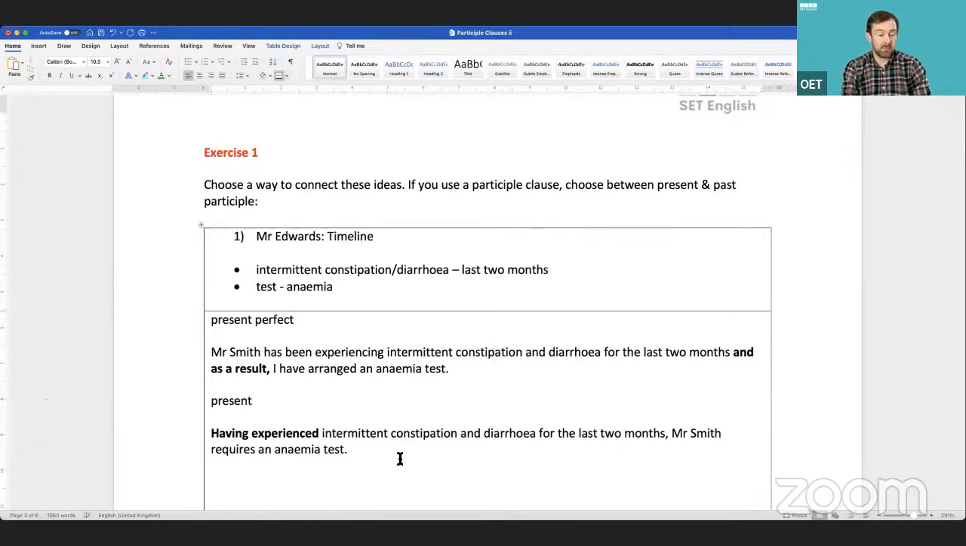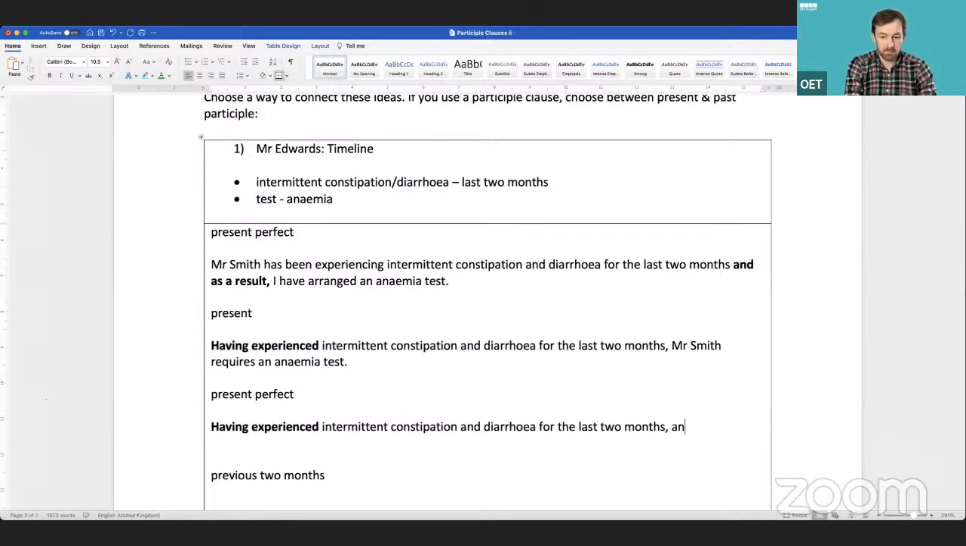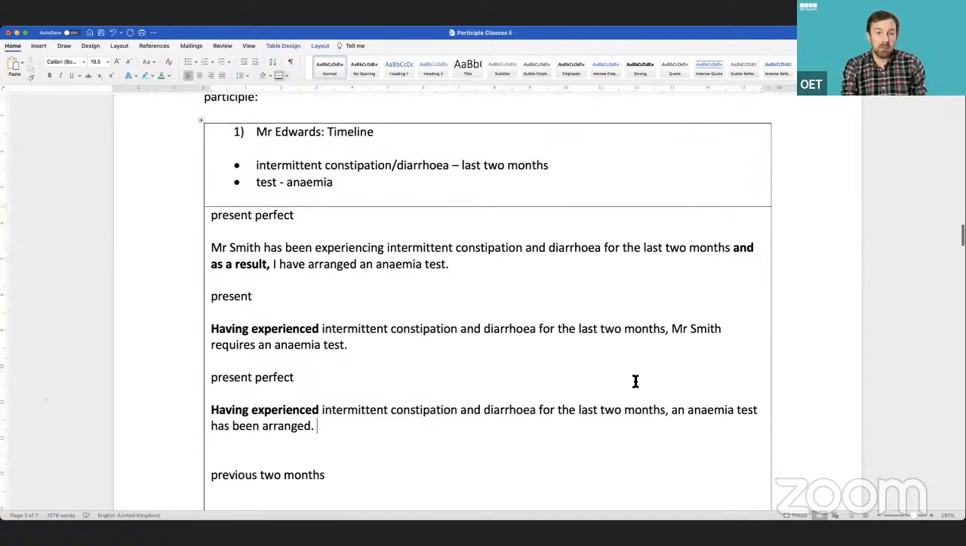Okay, that's fine. Or we could use present perfect again. We could do the same thing. An anemia test has been arranged. It's up to you. You say what you want. You're the one who makes the decisions about it. So this is present perfect with result. This is the present perfect with the perfect participle clause.